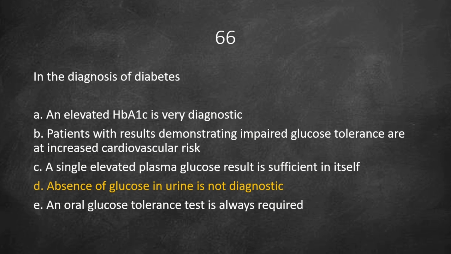Then B, it says that patients with results demonstrating impaired glucose tolerance are at increased cardiovascular risk. This answer too is correct, because impaired glucose tolerance is a condition where the blood glucose levels are higher than normal, but not high enough to be classified as diabetes.